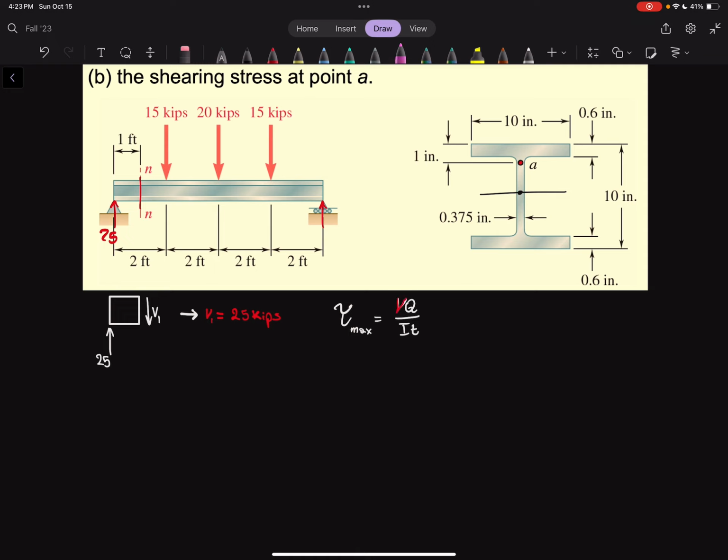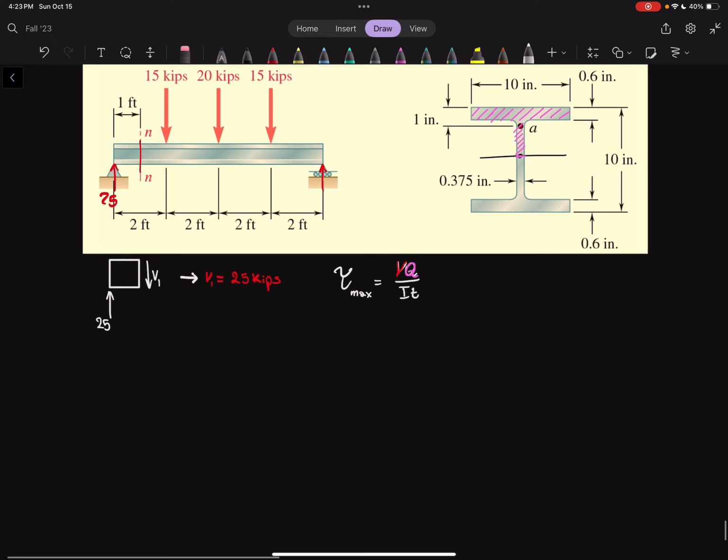And now Q is going to be from the neutral axis all the way up. So this whole thing is my Q. This and this. So where is my neutral axis? My y is going to be at 10 divided by 2, which is 5 inches. I don't even need to write it here, I'm going to just put it in the figure. So this is going to be at 5 inches.